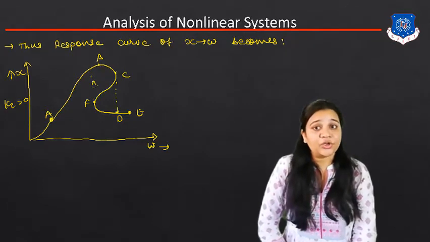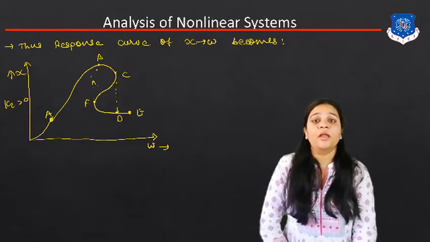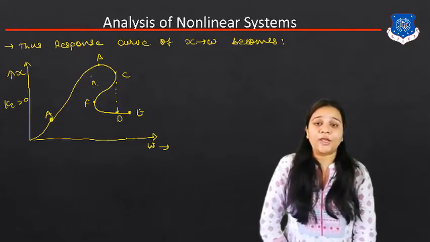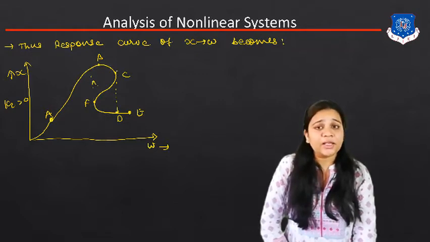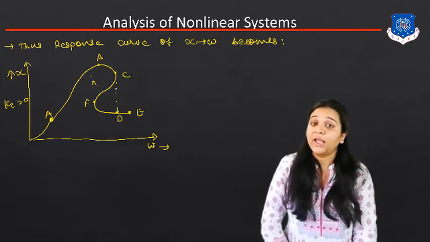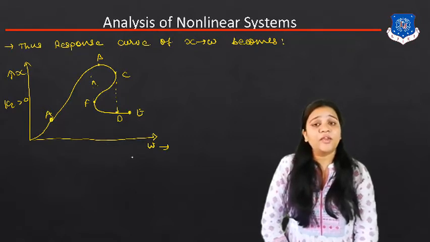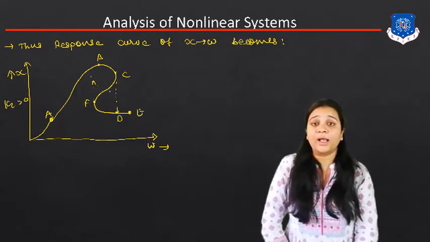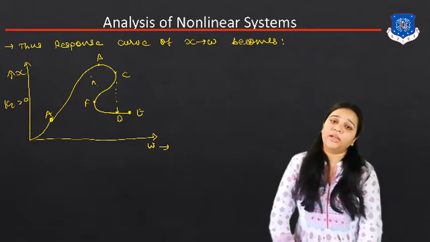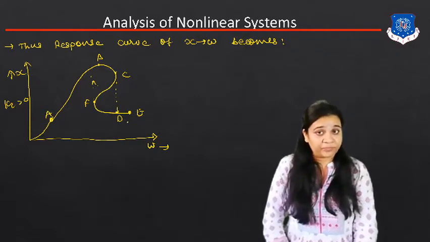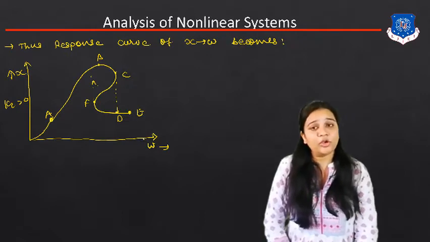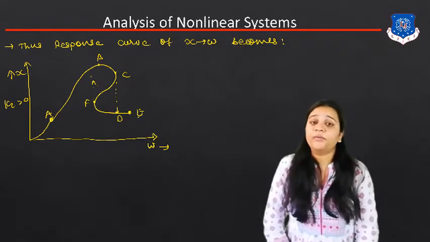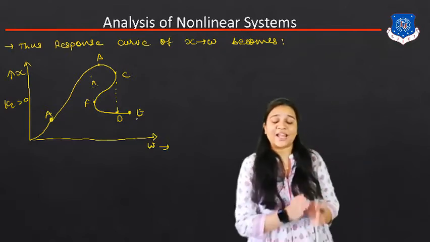After the resonant peak value, as we increase the value of omega, the value of x will decrease and we get the point C. After some time, if we again increase the value of omega, the graph will suddenly decrease and we get the point D. After some time we can increase the value of omega again, and after the point D we get the saturation graph.